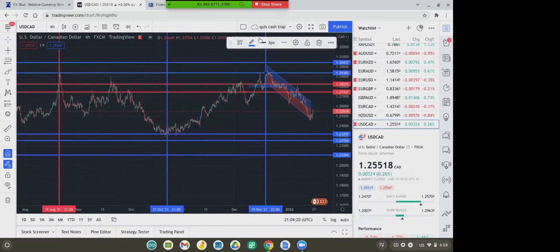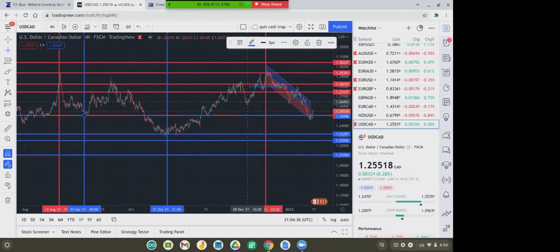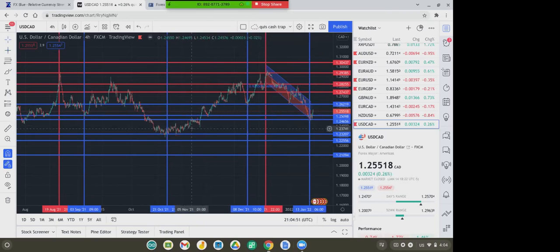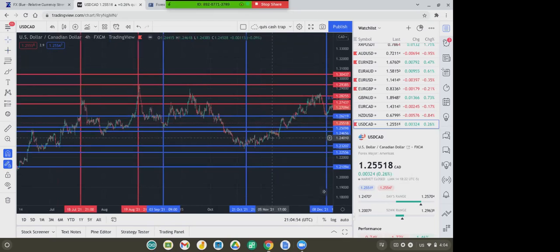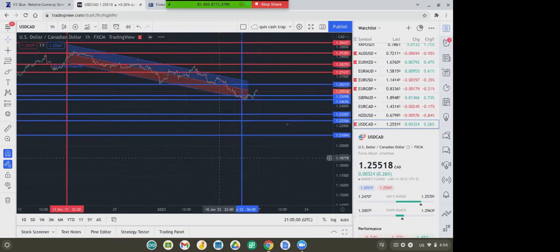This resistance. Resistance. Support right here. Support right here. Support. Find that. Go on the 1-hour.